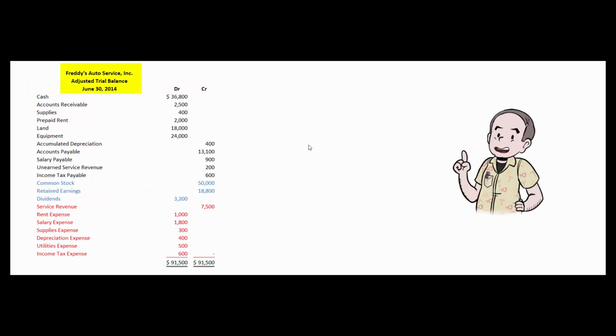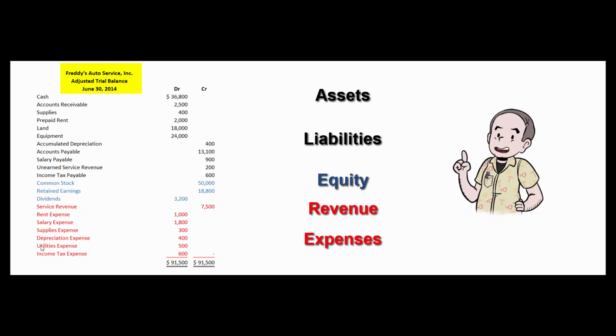Here's the adjusted trial balance for Freddie's Auto Service as of June 30, 2014. Remember, they're listed in a special order. The accounts are listed assets, liabilities, equity accounts, revenue, and expenses. I've used the convention of writing the income statement accounts in red font and the equity accounts in blue font.